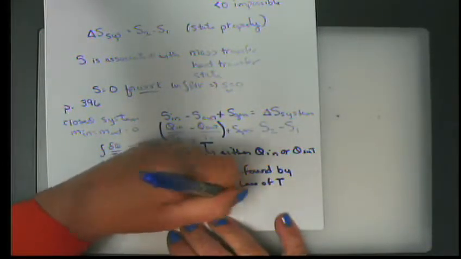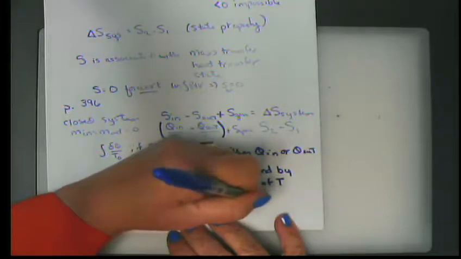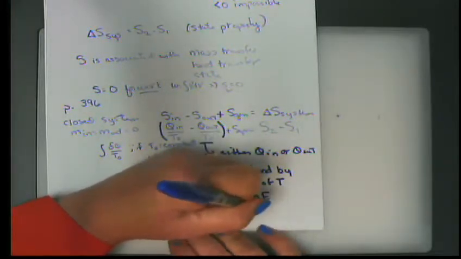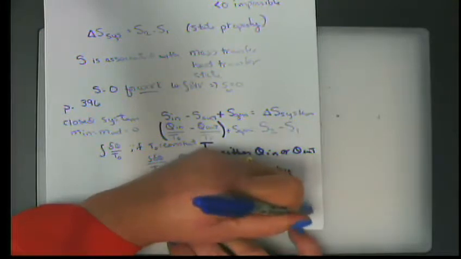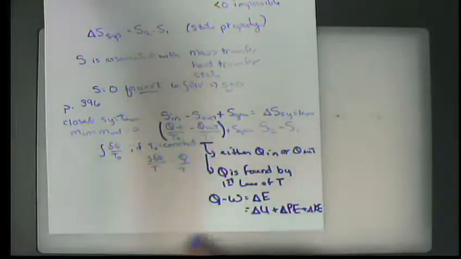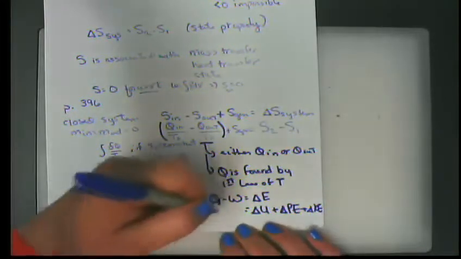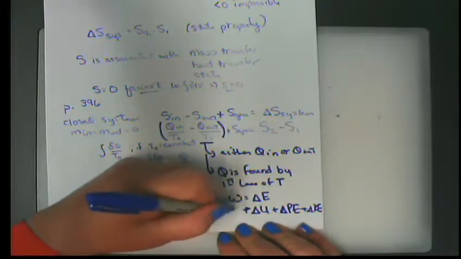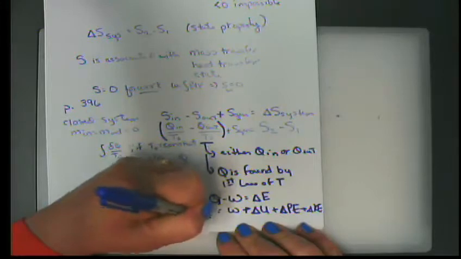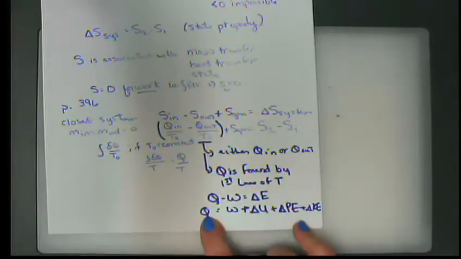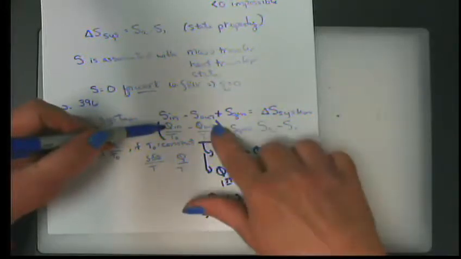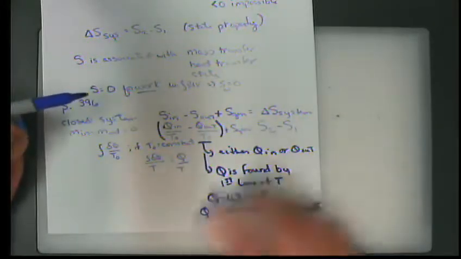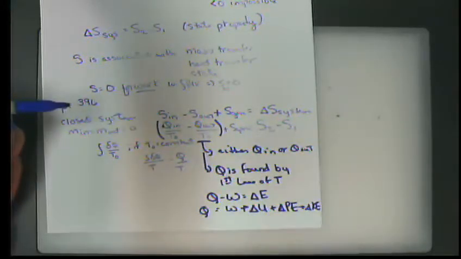Q minus W equals delta E of the system, which is delta U plus delta PE plus delta KE. So we're on firm ground here, aren't we? In other words, if we just determine what Q is, we could just add the work to it, like that. Then we can determine if the heat goes in or out of the system. Then we decide if it goes here or here, and we divide it by the temperature. And that's how we find Q over T sub 0.